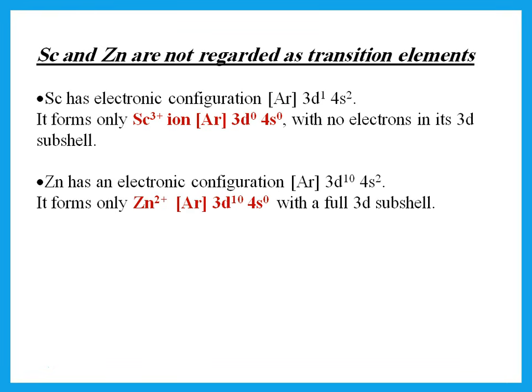Zinc also, it has 3d10 4s2. So if it forms zinc 2+, for example, then I remove the 4s, but the 3d is still completely filled. So it is not regarded as a transition element.